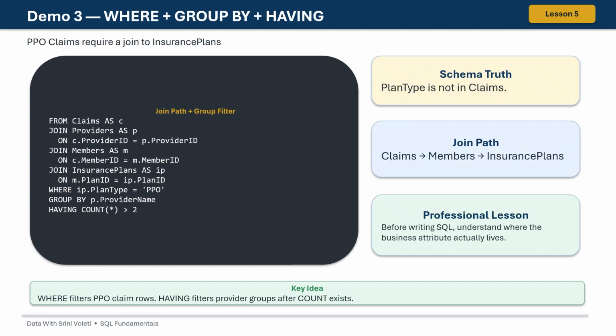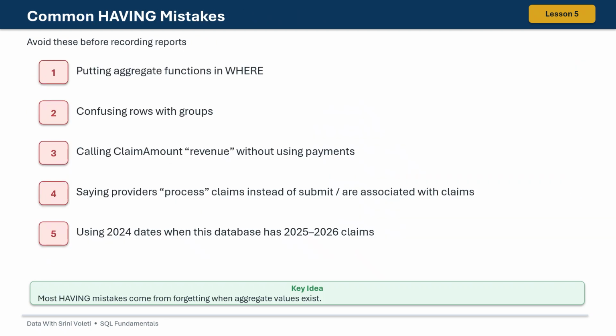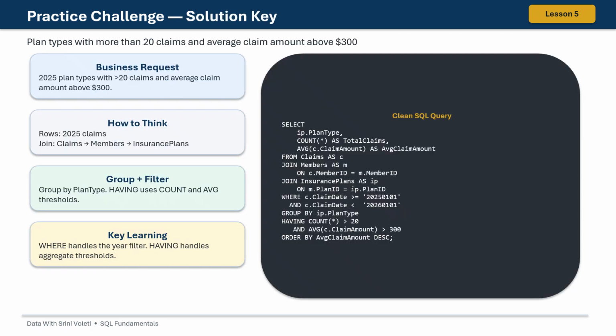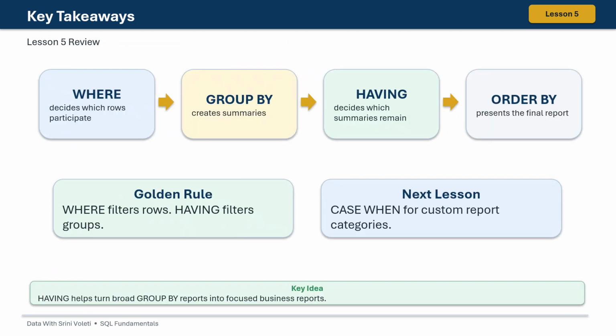Notice the practical workflow. Use WHERE first to reduce unnecessary rows, then use GROUP BY to create the summaries, then use HAVING to keep only the summaries that satisfy the business requirement. This is the pattern we use in the demonstrations.